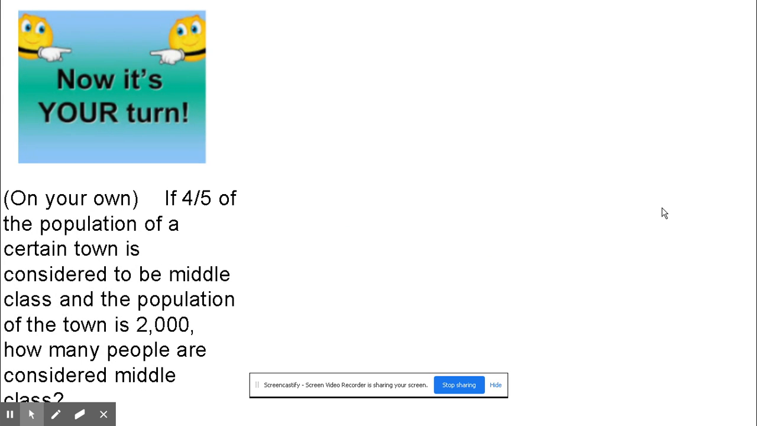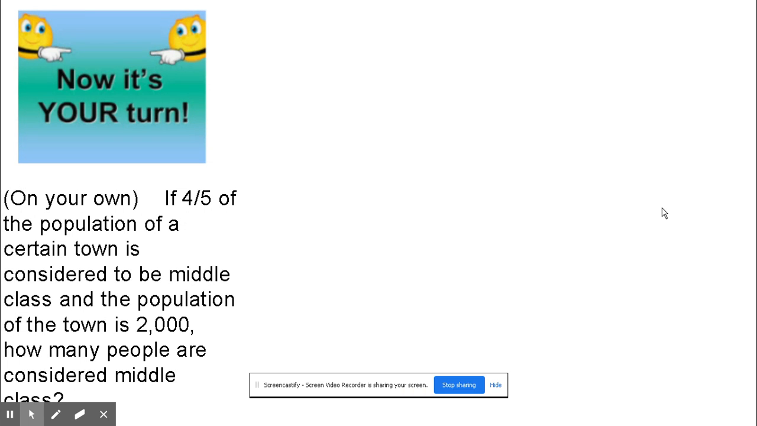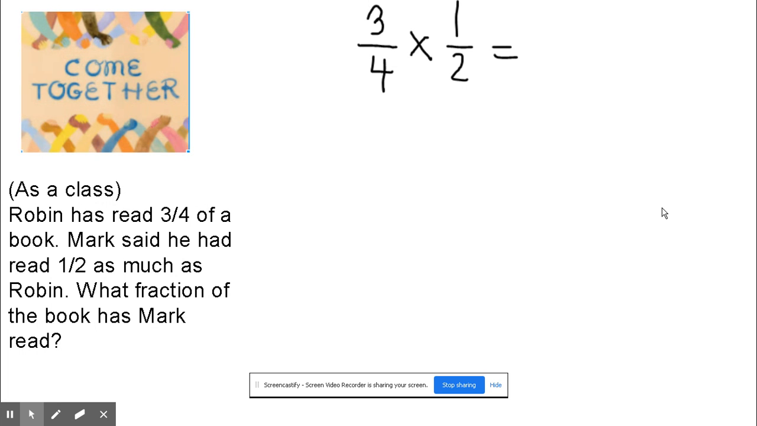The next one says, if 4/5 of the population of a certain town is considered to be middle class, and the population of the town is 2,000, how many people are considered middle class? Go ahead and pause your video and then continue on the next one.